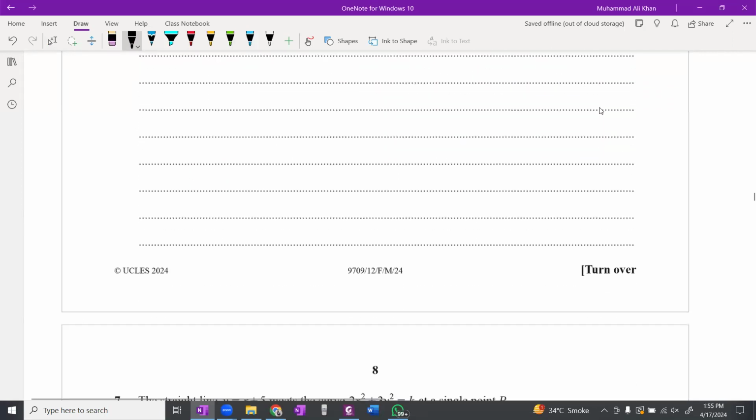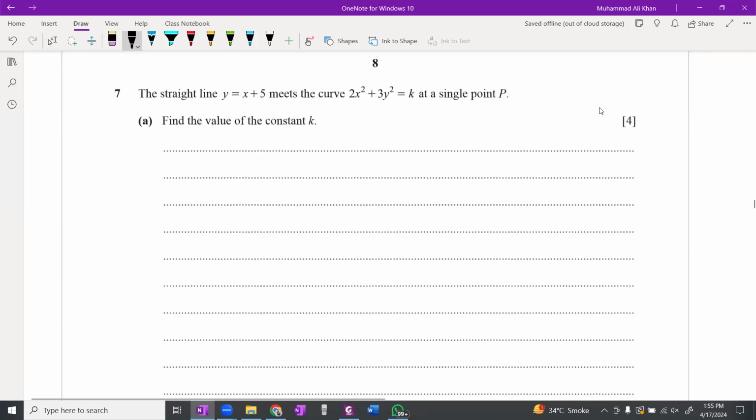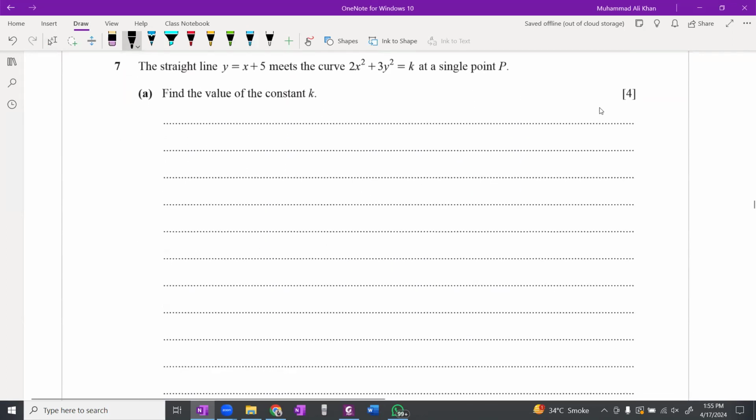Now, what is next? Question number 7. The straight line y equal to x plus 5 meets the curve at a single point. At a single point. So it means it's a question of quadratics with discriminant equals to 0. We have to calculate the value of k.